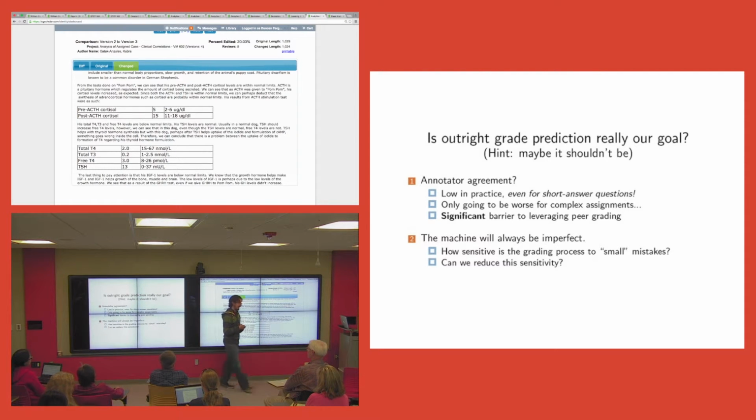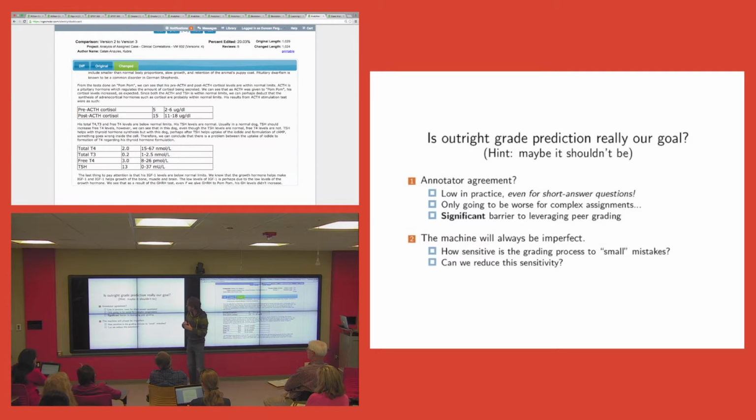If it's rough to get us to agree, it's going to be harder to get a machine to agree with us when we can't get our peers to agree with us. So maybe this is not the right thing. And this is only going to get worse as we have more complicated assignments. If they can't agree on a short 3-word phrase, whether that's a 3 or a 4, it's going to be even harder when you have a complicated medical case analysis. That's just going to exacerbate this issue.